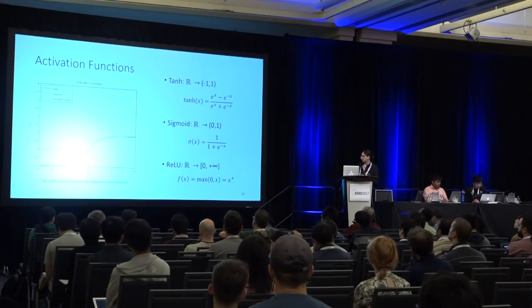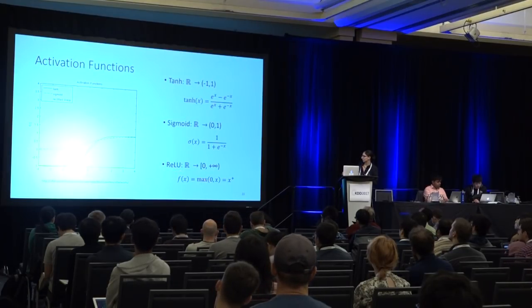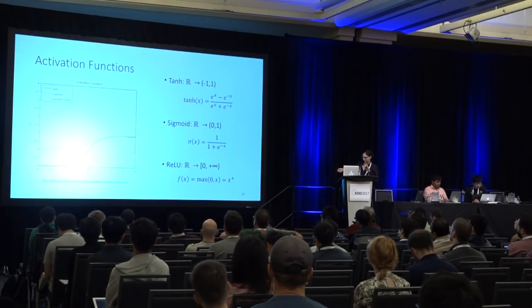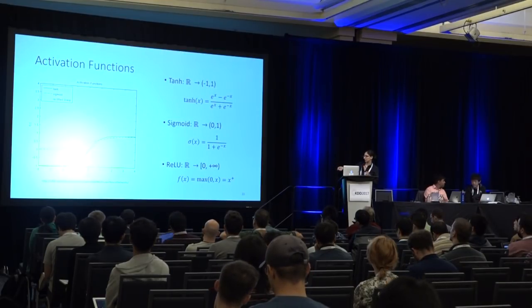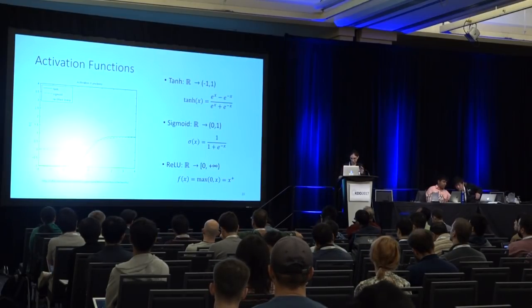The final one that I want to mention is the rectified linear unit that's being more and more used today. This one is piecewise linear. It's also known as the positive part. On the positive quadrant, it's just like identity, and on the negative part, it saturates at zero. All right, so these are very common activation functions.